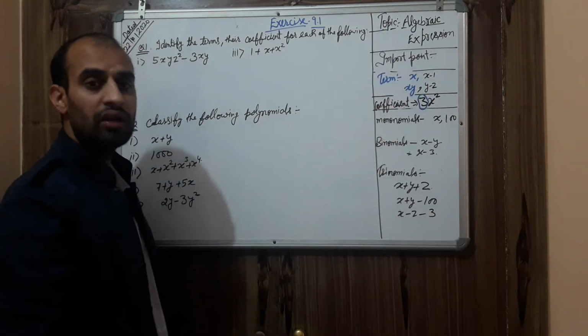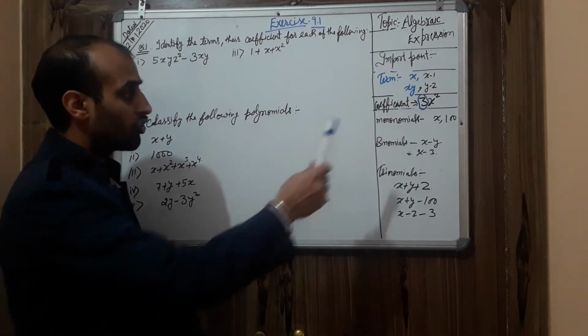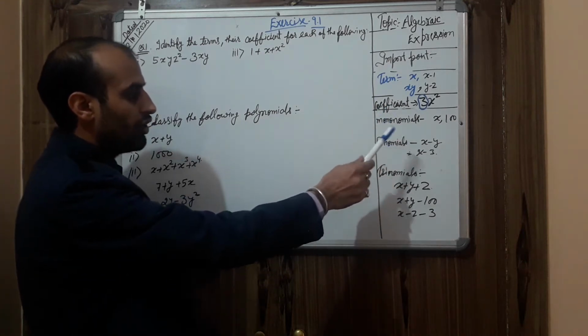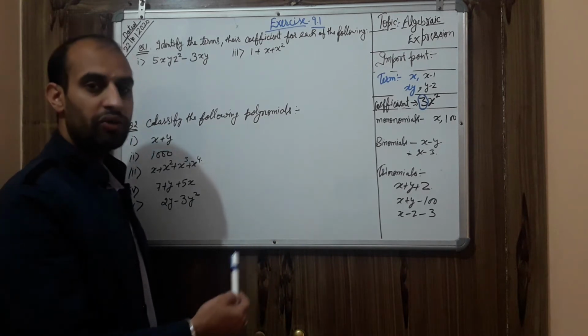So here the important term is term. So what do you mean by term? And coefficient, monomial, binomial and trinomial. These words we are going to use. So have a quick look over them.